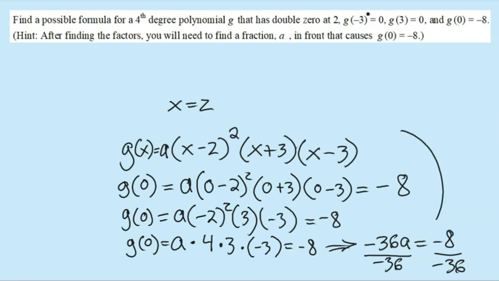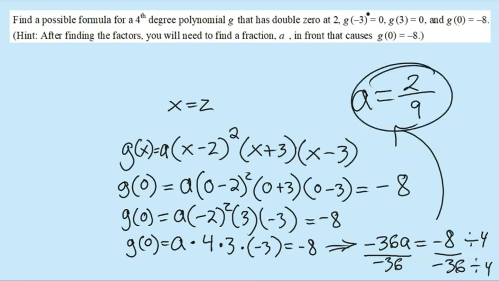So I'm gonna kind of put this up here. A equals negative 8 divided by negative 36. Well, a negative divided by a negative is a positive, and 8 and 36 are both divisible by 4. So 8 divided by 4 is 2, so we're going to put a 2, and 36 divided by 4 equals 9. So a is equal to 2/9. And so we figured it out.